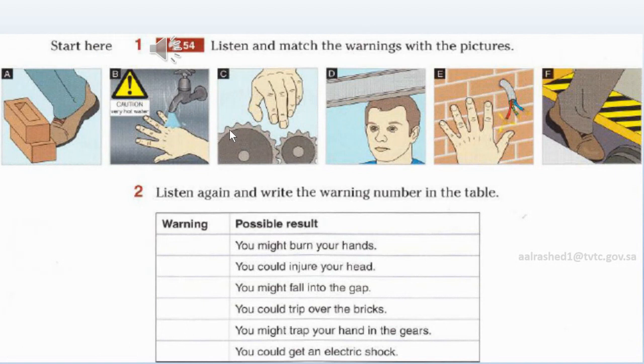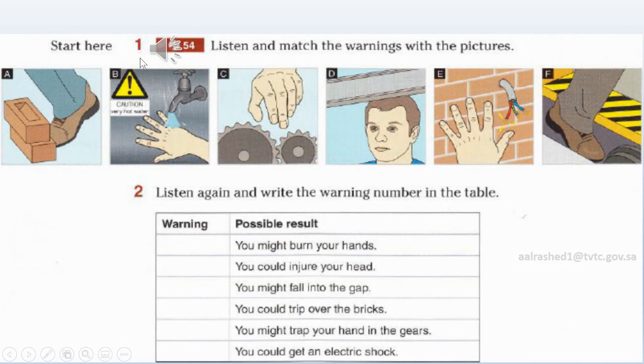1. Look out, there's a low beam in front of you. 2. Be careful, there are some bricks on the floor. 3. Watch out, there's no guard on the gears. 4. Mind the gap. There's a gap between the train and the platform. 5. Careful! There are bare electrical wires on the wall. 6. Look out! The water is very hot.